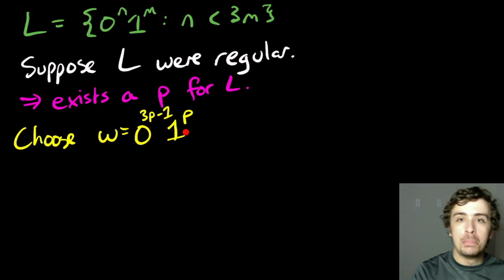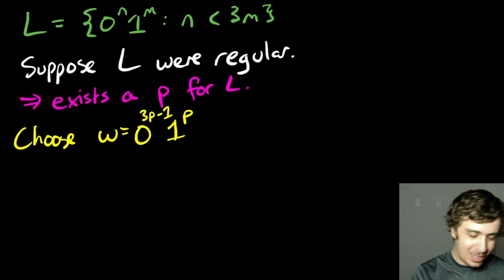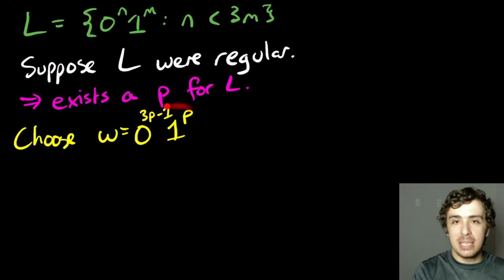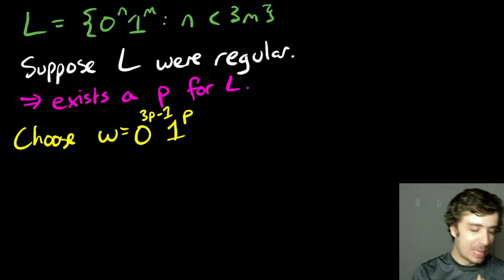So this is just barely in the language. If I had one more 0, then it's going to immediately leave the language. And in fact, that's exactly what we're going to try to do. So this is the string that we're going to pick. It's in the language because it matches the condition, and it has length at least p. In fact, it has 4p minus 1, which is definitely at least p.